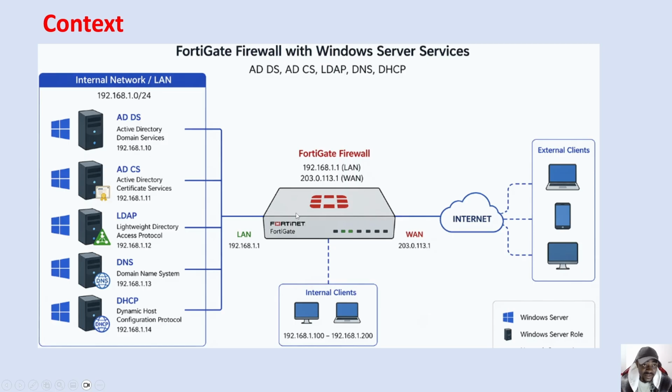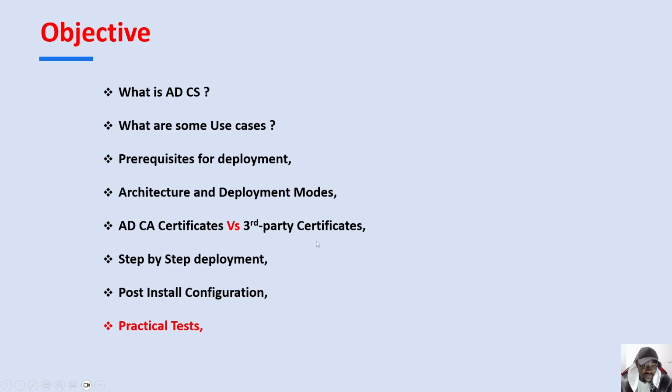So let's jump directly into the objectives that we are going to cover during this video. In this video, we are going to talk about what is ADCS. We'll show some use cases, show some prerequisites, architecture and deployment modes. We'll also do a little comparison between Active Directory Certificate Authority and a third-party certificate authority. So we'll discuss this in the next slide. We'll also proceed with the step-by-step deployment and also post-install configuration. Then we'll go on to the practical test.